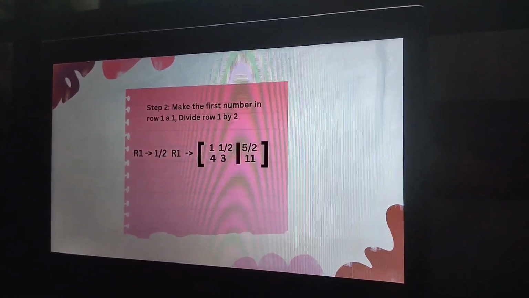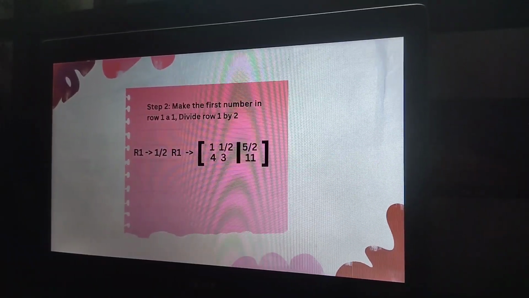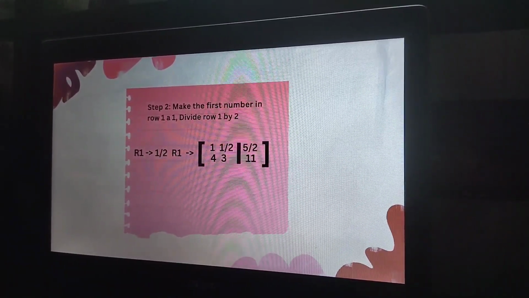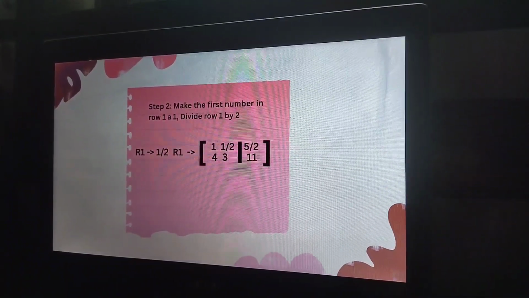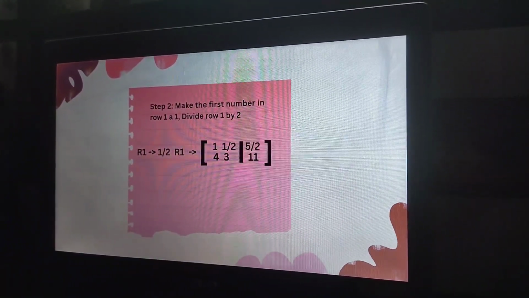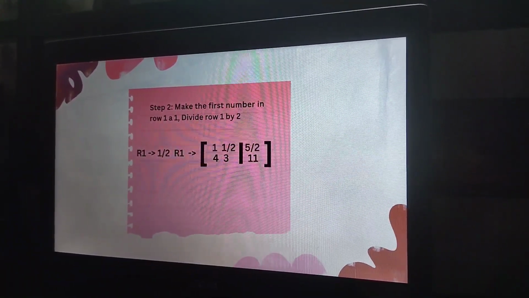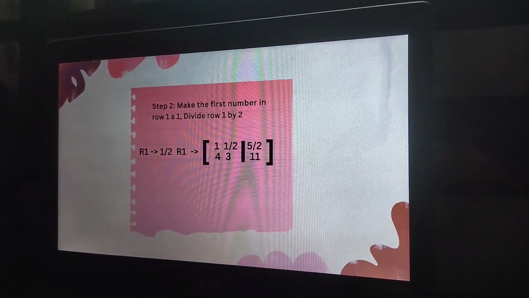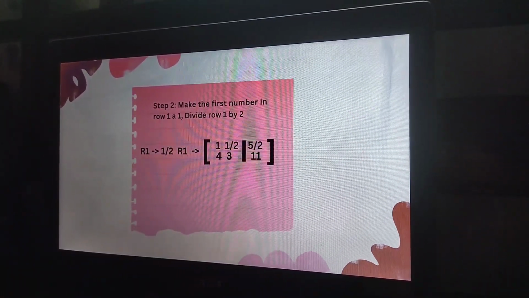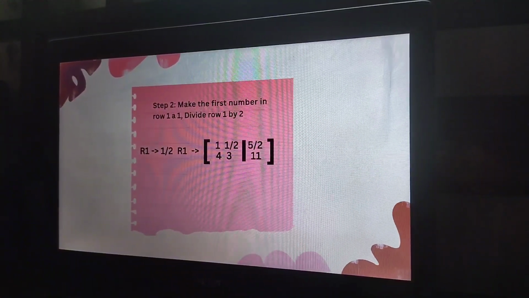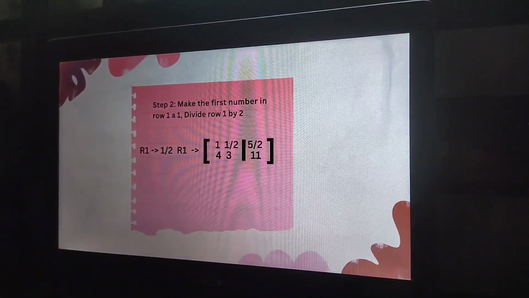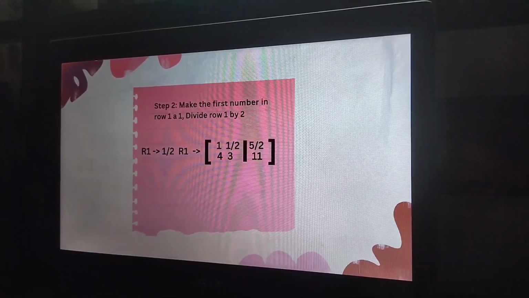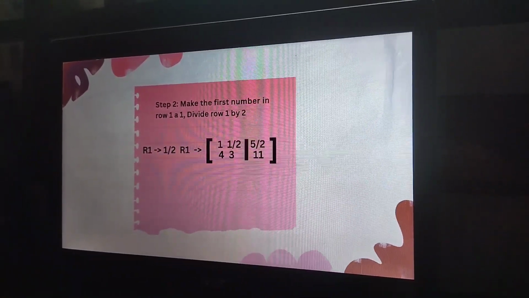Next, step 2 is to make the first number in row 1 a 1. Divide row 1 by 2. So, row 1 becomes 1/2 times row 1. The result of the matrix is 1, 1/2, and 5/2, and 4, 3, and 11.